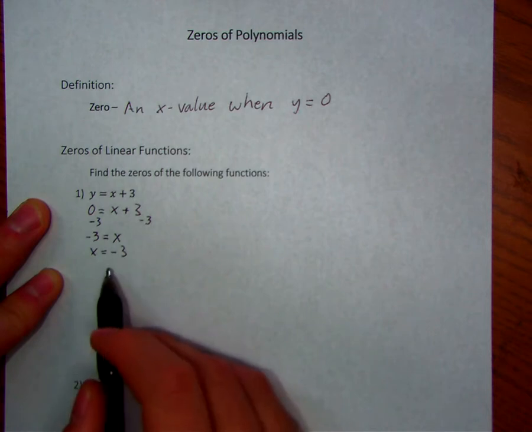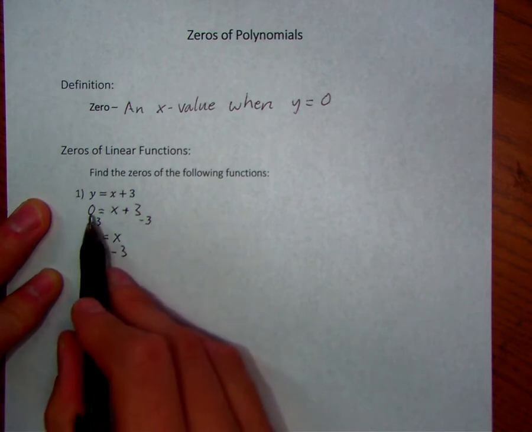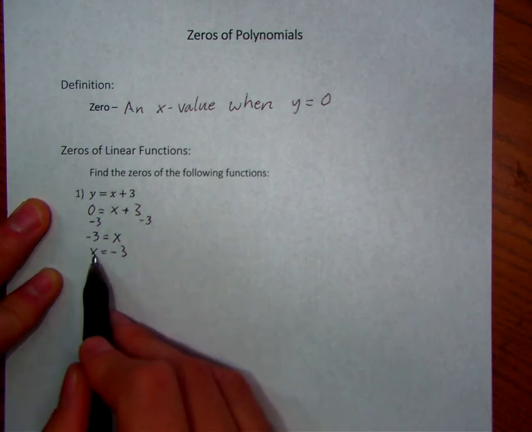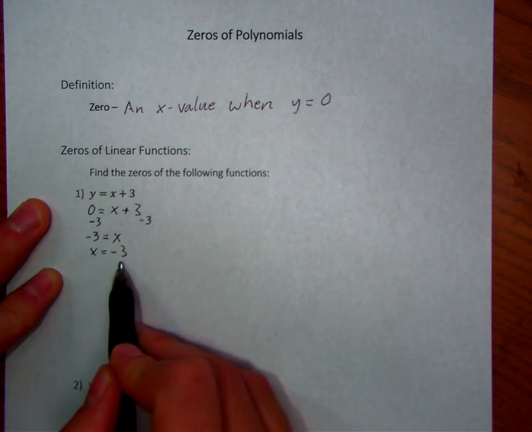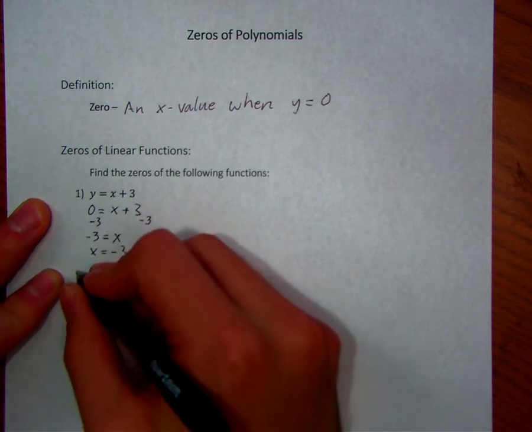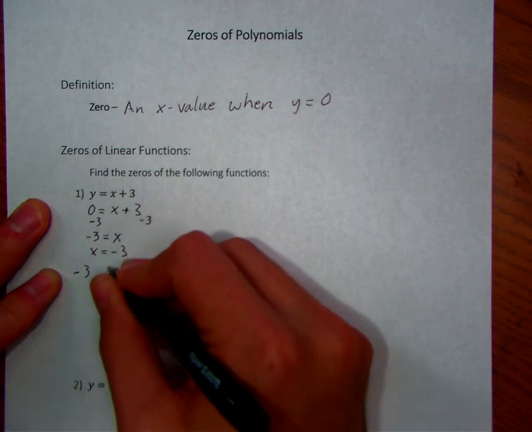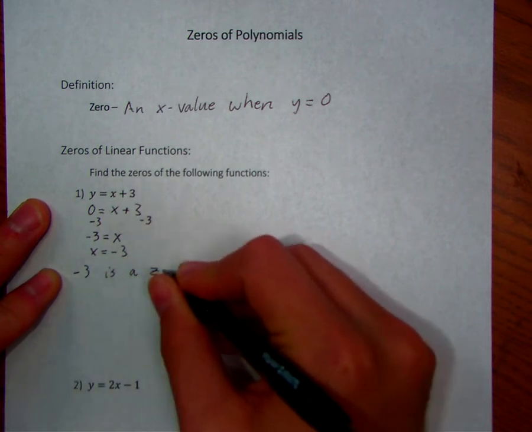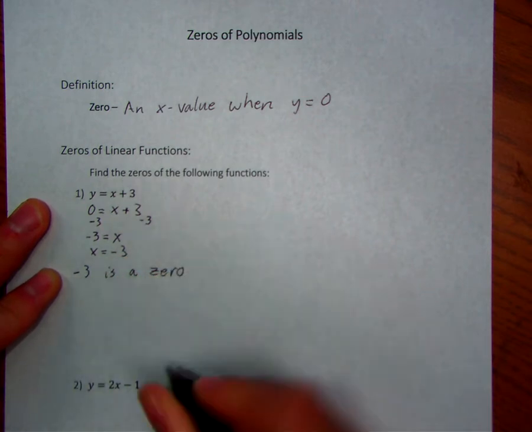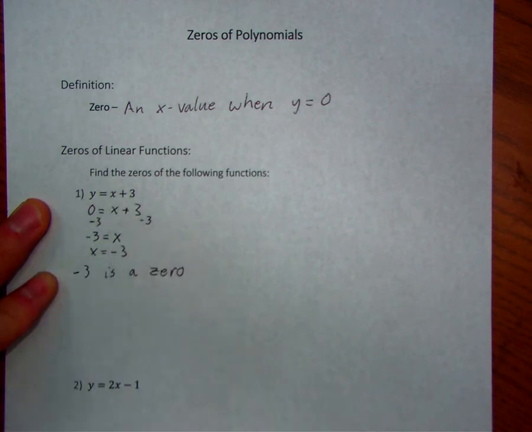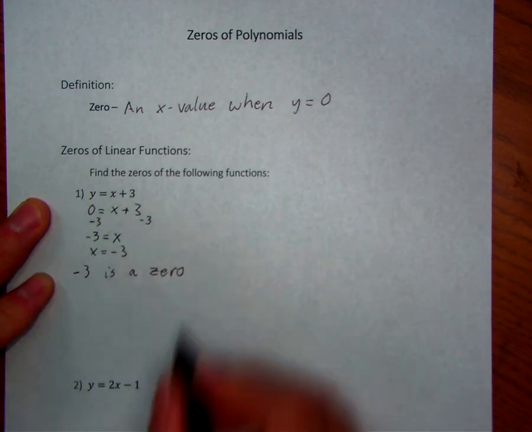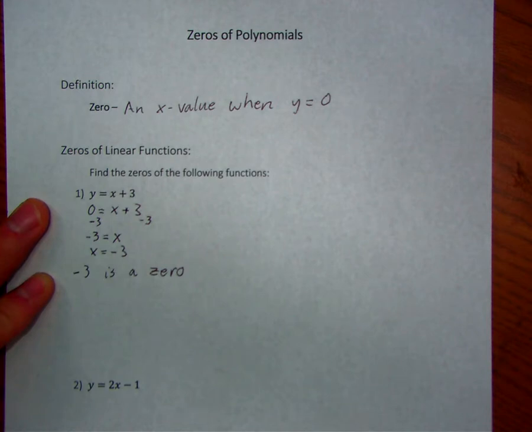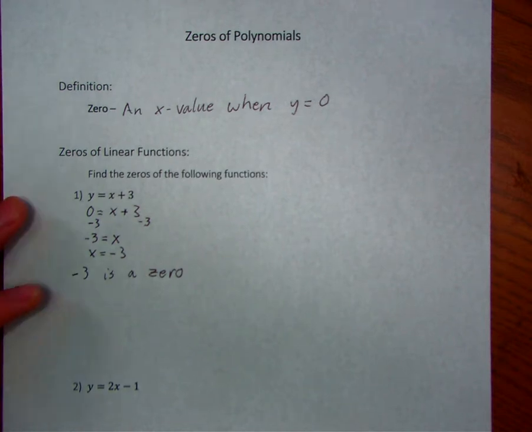So what did I just find? I found out that when y is equal to 0, x has to equal negative 3. What does that mean? That means negative 3 is a 0 of my function, the function y equals x plus 3. Negative 3 is a 0. Can I check to see if that's true? Well, here's how I might do that.